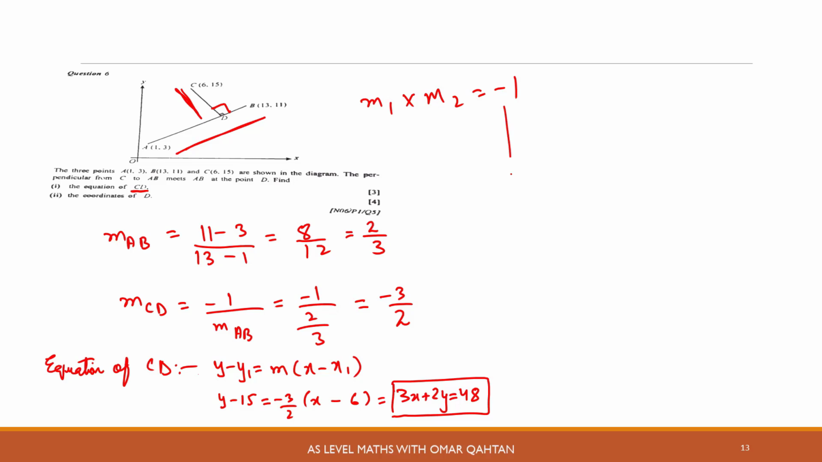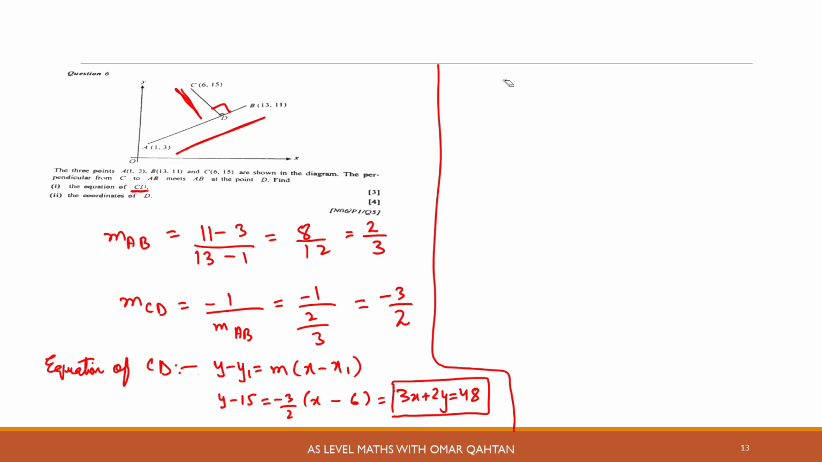Now let's talk about how to find the coordinates of D. For finding the coordinates of D, as you could see, the line AB is intersecting with the line CD. Whenever two lines intersect with each other, we can find the point of intersection by just solving them simultaneously. The equation of line AB, we can find it out.